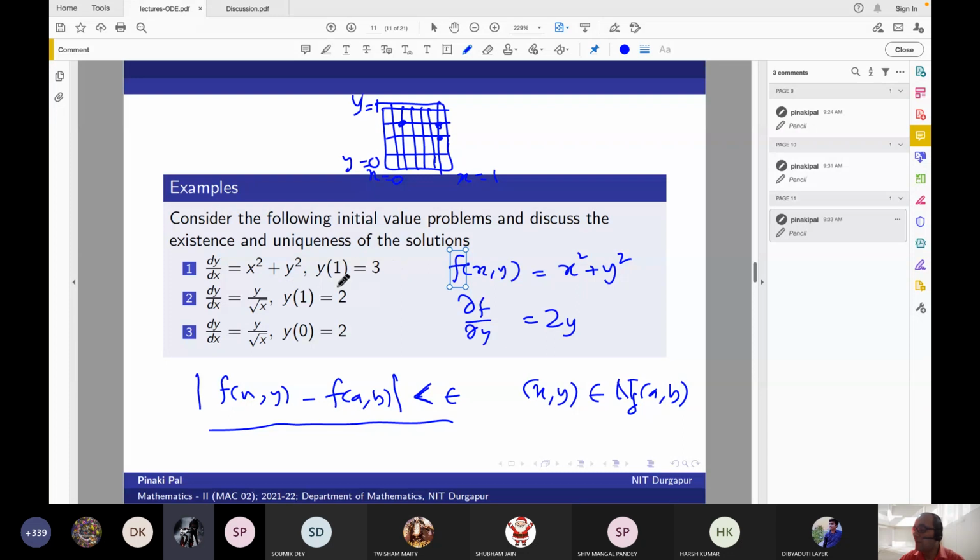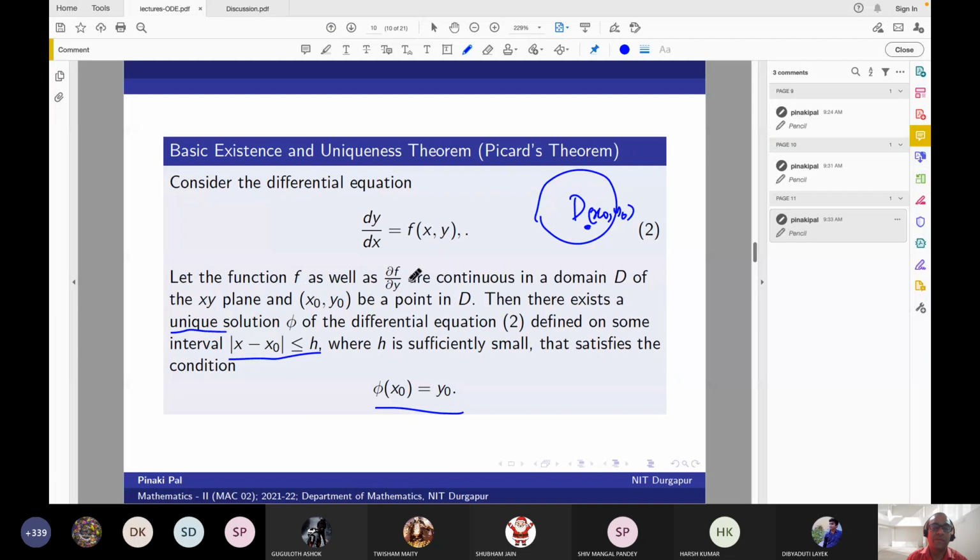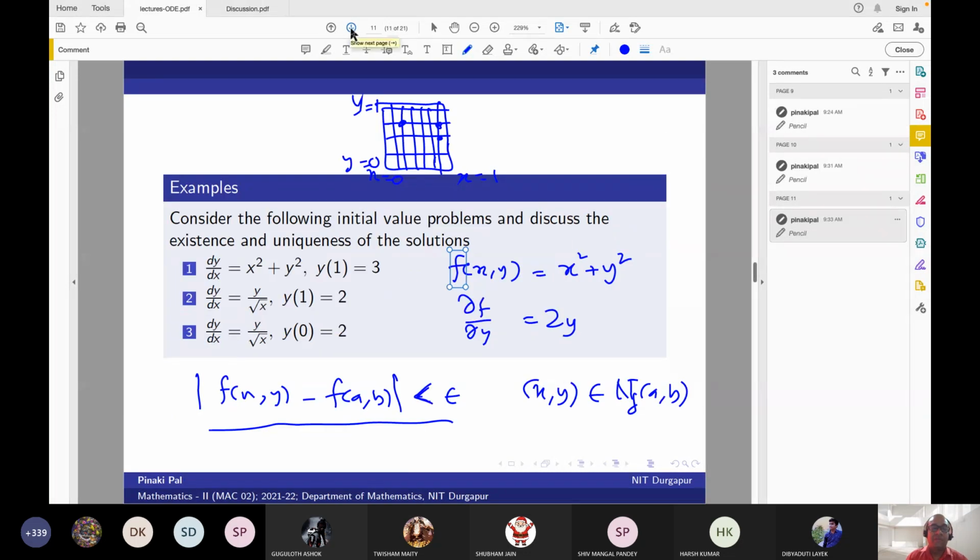The statement is that del f del x. No, in the statement it is written del f del y, with respect to the dependent variable. So these two are continuous in the entire two-dimensional plane, and 1, 3 is a point in that plane. Therefore, through 1, 3, a unique solution of this differential equation will pass.